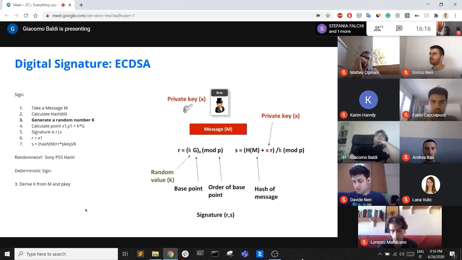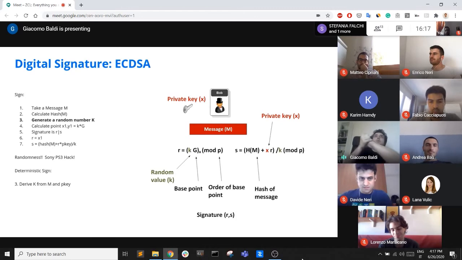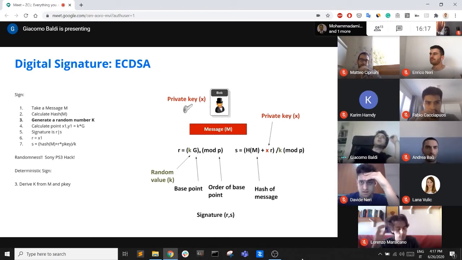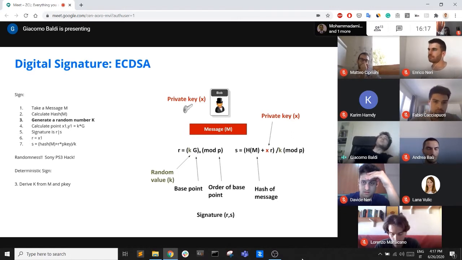So why do I want to introduce ECDSA, which stands for Elliptic Curve Digital Signature Algorithm? Because this is used everywhere, and there are funny stories about it. So how do you perform ECDSA? You take a message, you calculate the hash of the message, you generate a random number, okay? Bear in mind this step. You generate a random number. You calculate a point in the curve by multiplying the random number by the G point of the curve, okay? As we saw before in the slide.